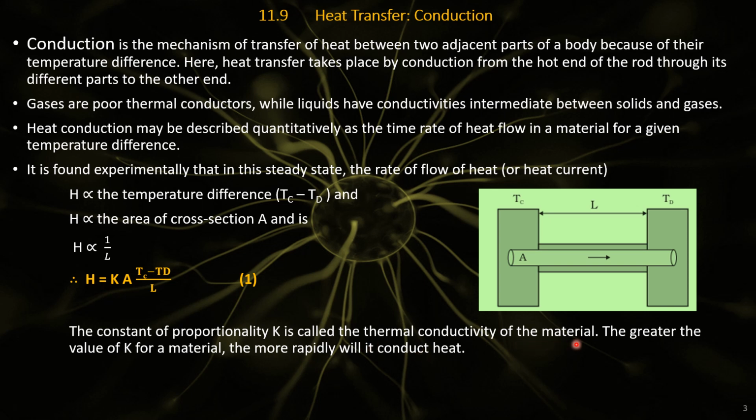The greater the value of K for a material, the more rapidly it will conduct heat. So the thermal conductivity is more, the heat will be transmitted very fast. The SI unit of thermal conductivity K is expressed as joules per second per meter per Kelvin, or it is also written as watts per meter per Kelvin. This you note down, SI unit.